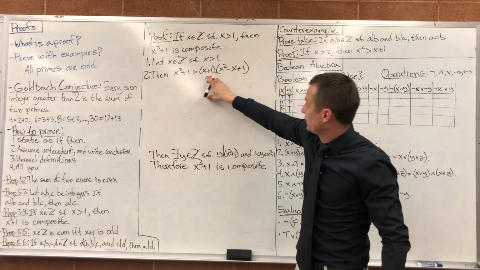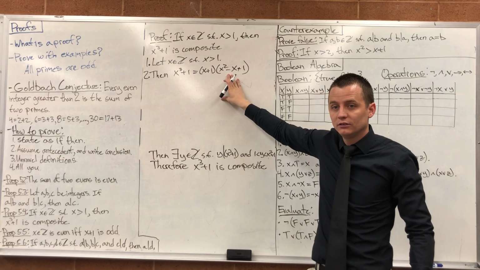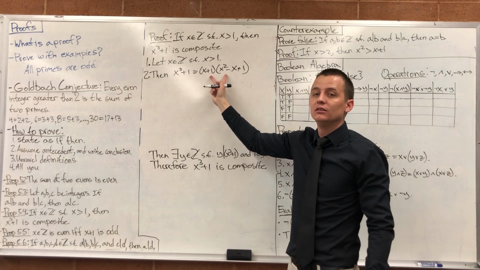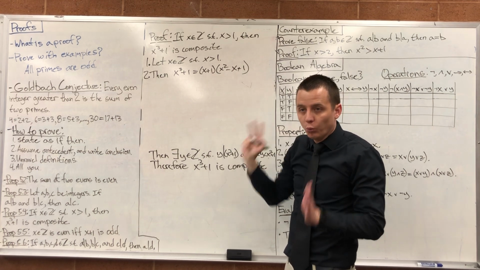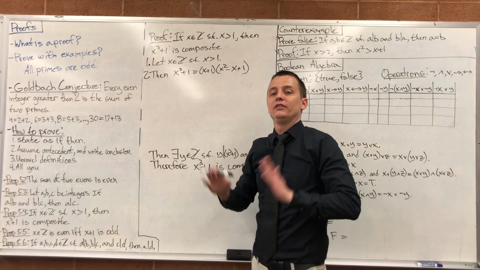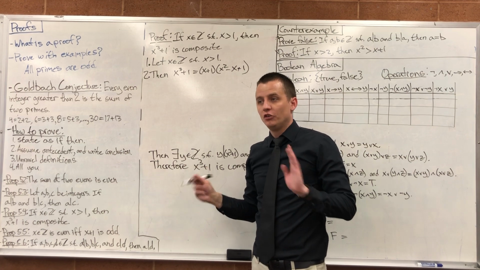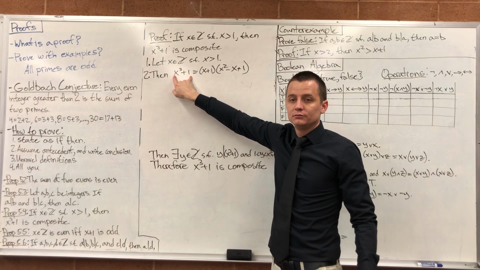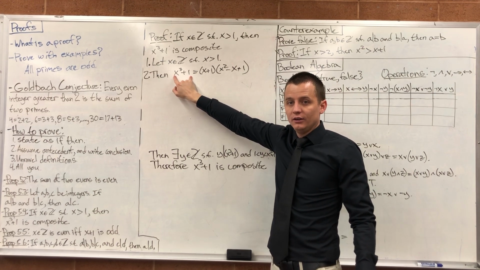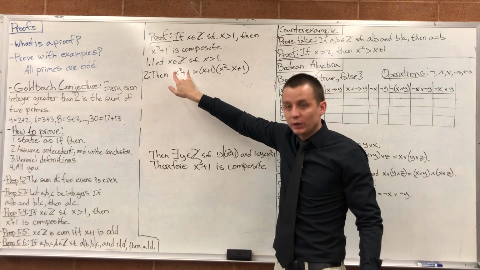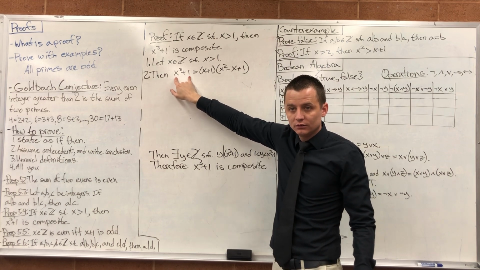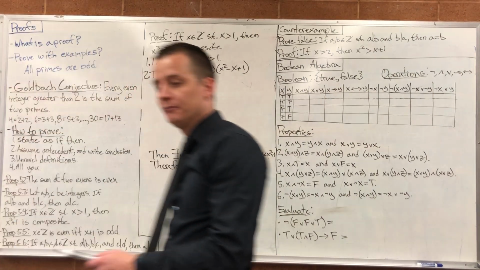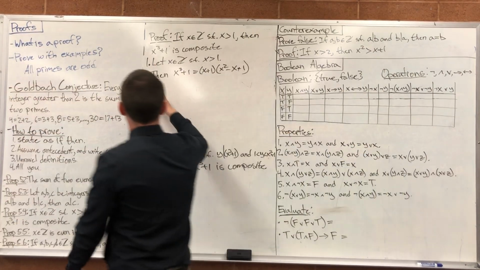X cubed plus 1 is equal to that times that. Right? Now if I can show that one of these two things is always in between 1 and x cubed plus 1, then we're done. Remember what we're trying to show. We're trying to show that this number is composite. How do I show it's composite? I show it has some factor that's between 1 and itself that divides it. So x plus 1 looks like the easier of those two to deal with, right? So let's deal with x plus 1.